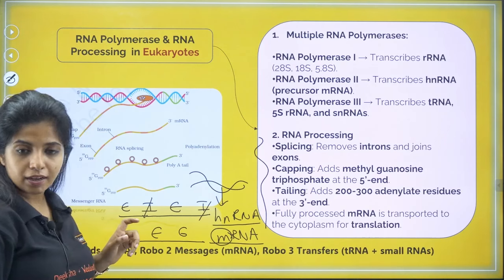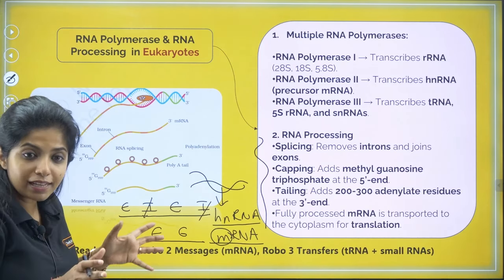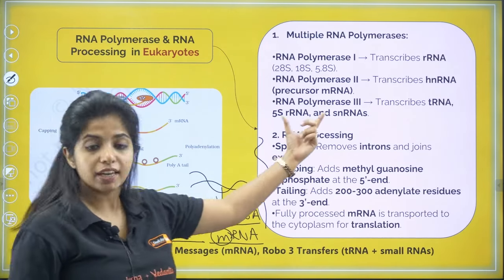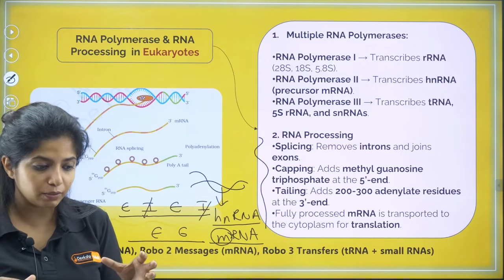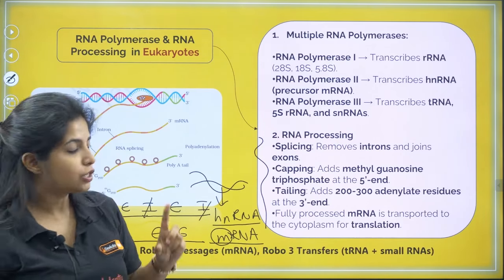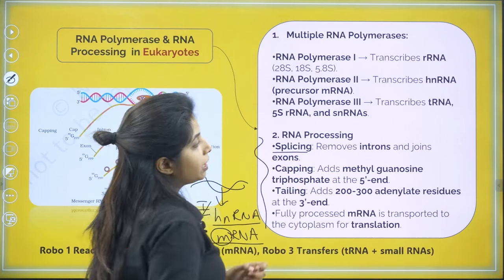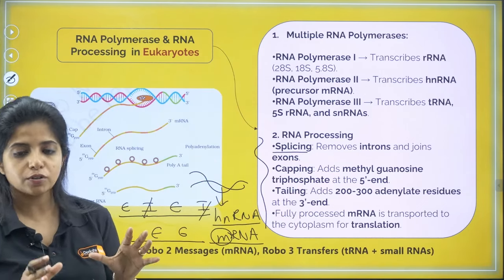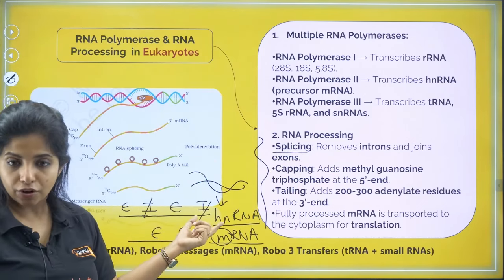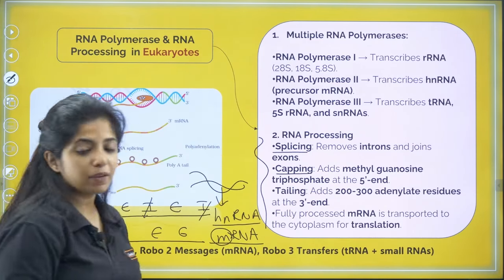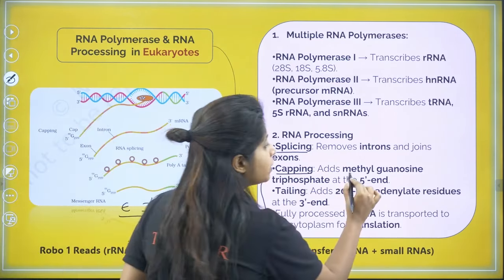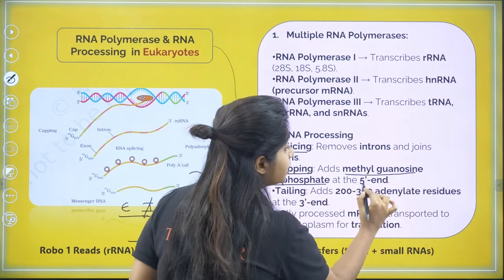This whole process where certain things are being changed is known as RNA processing, and it is very much important for making the process very, very smooth. So the first such process is splicing, where it removes the introns. Splicing is the process by which we are removing the introns. Next there is a process that is known as capping. In capping, what we are doing is that we are going to add methyl guanosine triphosphate at the 5' end.